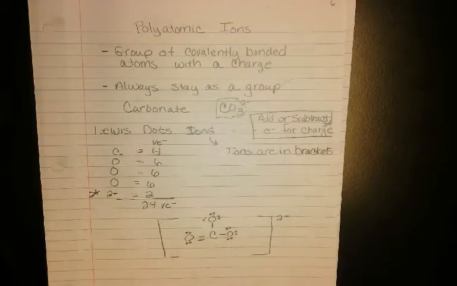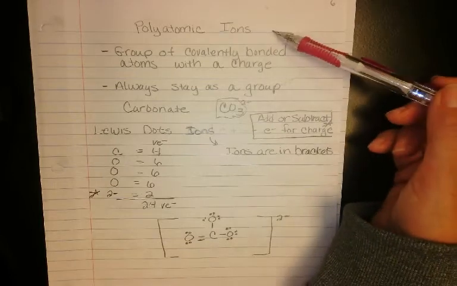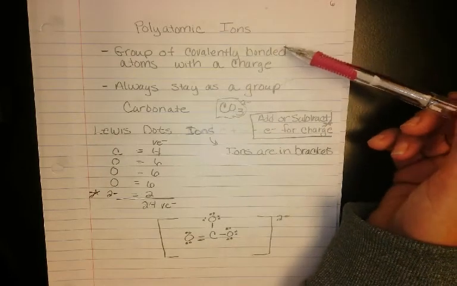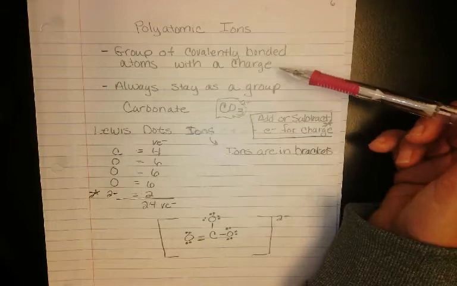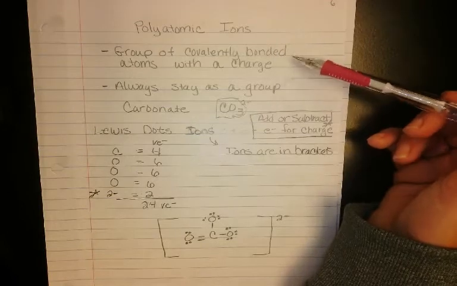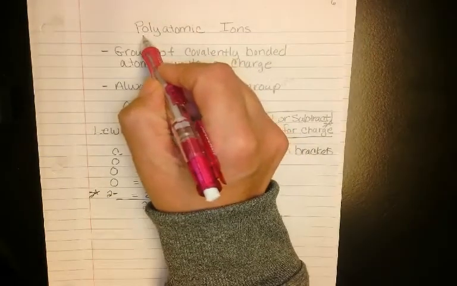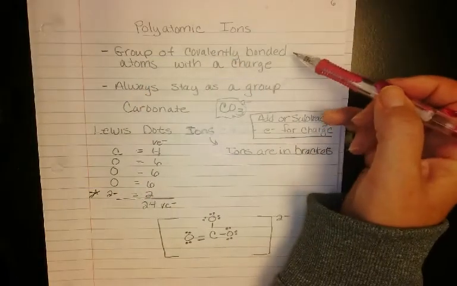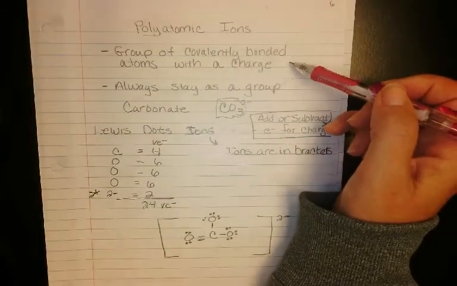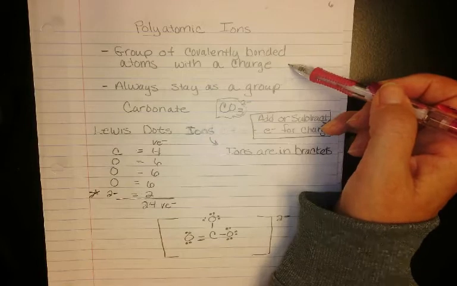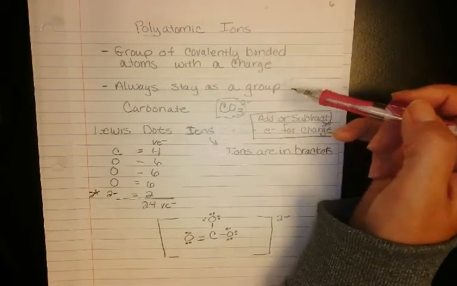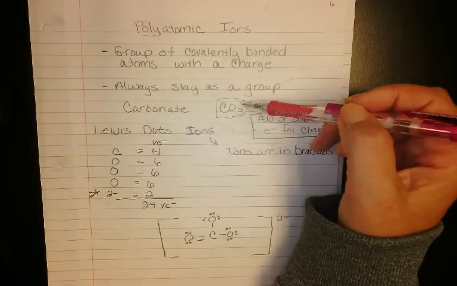The next thing we're going to learn in conjunction with our Lewis dots is how to draw polyatomic ions. Now these are ions just like before, where we need brackets and the charge outside, but poly means many, and this is a group of covalently bonded atoms with a charge. And what's important to note is they always stay together.